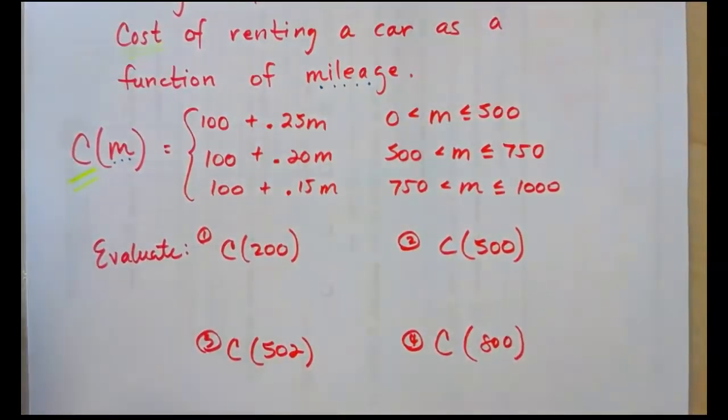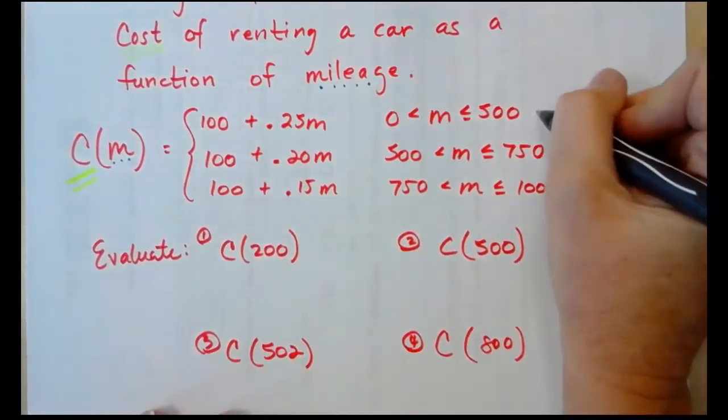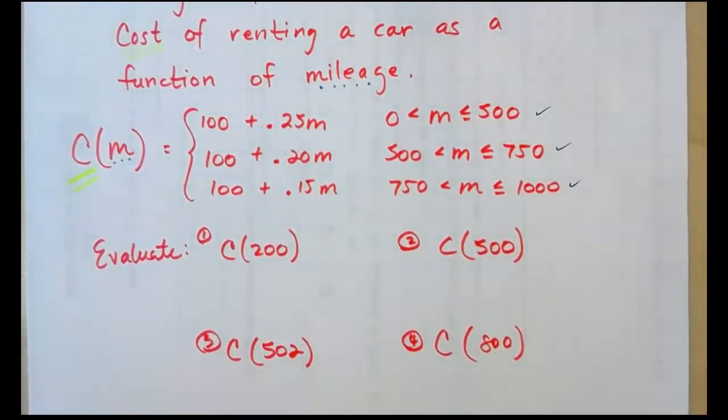And this is not really logical these days because most car rentals are based on days, and most of the time the mileage is unlimited. But for our purposes, I thought you could easily understand this. So notice that the domain is broken into three categories over here. And yes, M is for mileage.